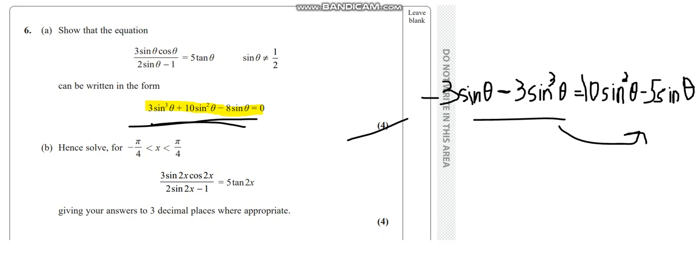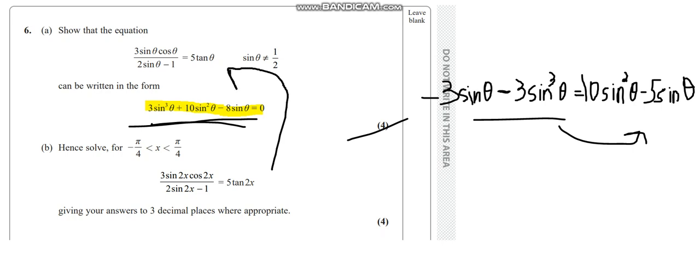And they ask us that 3 sin 2x cos 2x upon 2 sin 2x minus 1 is equal to 5 tan 2x. Giving your answers to 3 decimal places where appropriate. So we have to solve for the possible values of x. We can also see that the same equation was given right here.